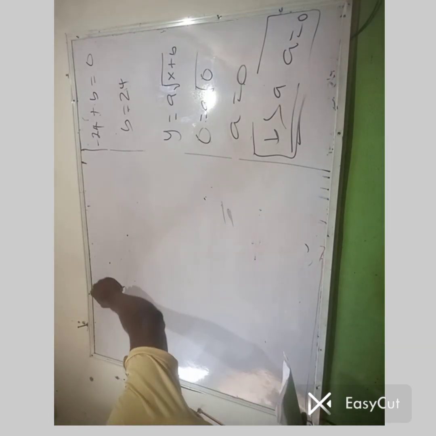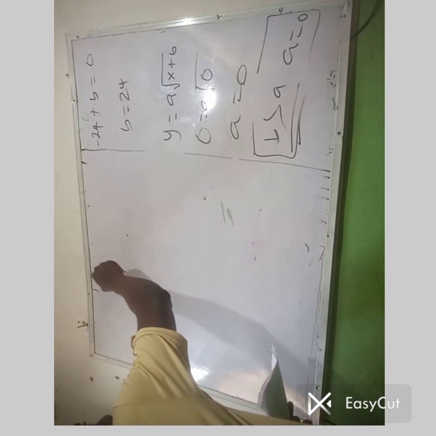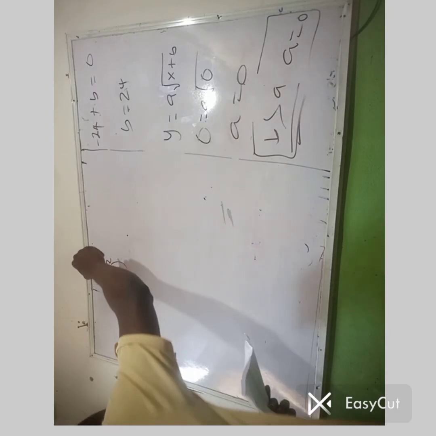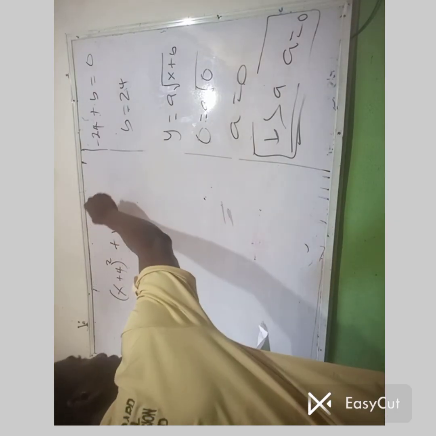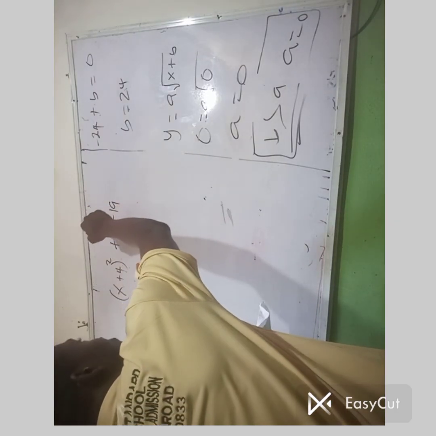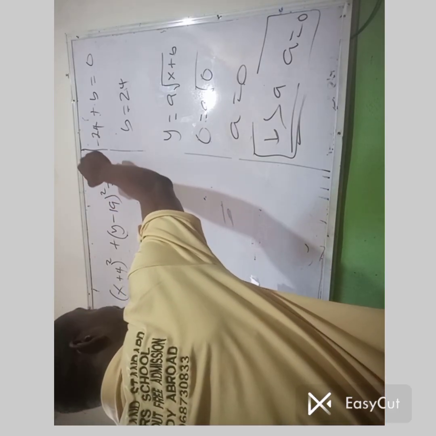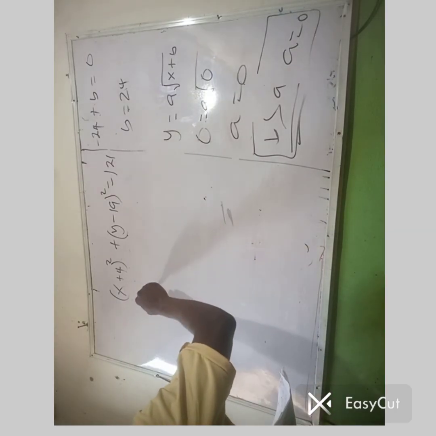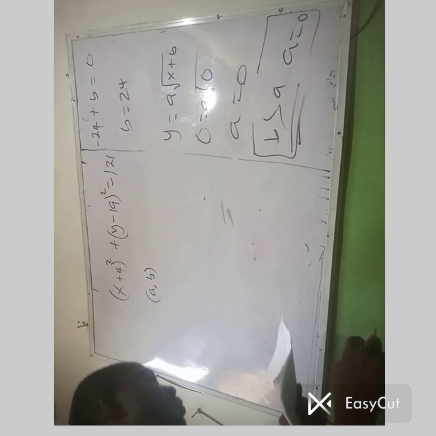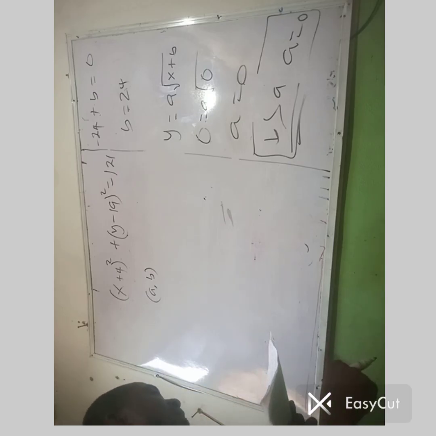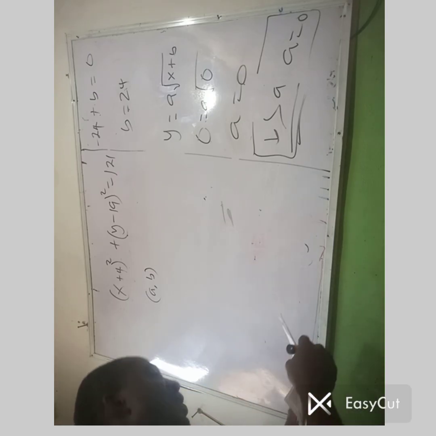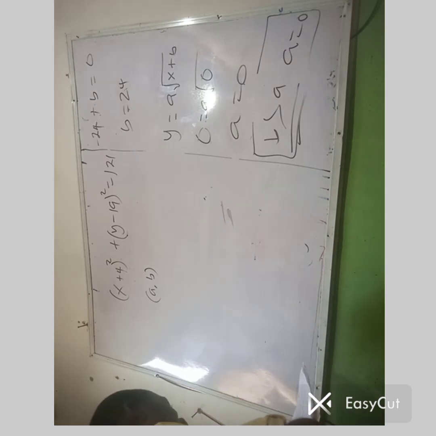We have (x + 4)² + (y − 19)² = 121. The point (a, b), which is (x1, y1), lies on the circle. What is the possible value of a, if the point (a, b) lies on this circle?